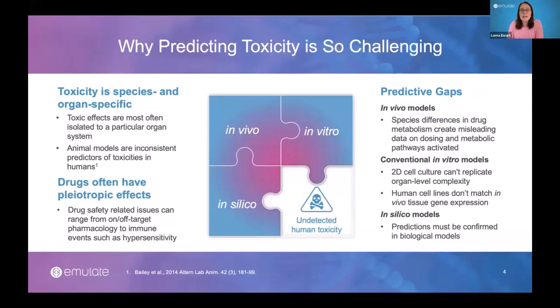There are predictive gaps then, partly driven by the species differences. These gaps exist in the in vitro models, conventional in vitro models, that's where we grow cells in static culture, usually in 2 dimensions. These also don't recapitulate the organ-level complexity. And AI is all around us nowadays, and certainly from an in silico perspective, the predictions are improving all the time, but nonetheless, these predictions really still need to be confirmed in some form of biological model before fully progressing an asset into the clinic.